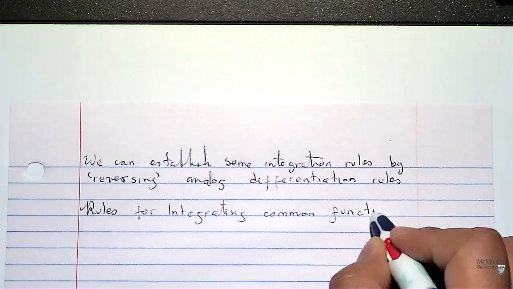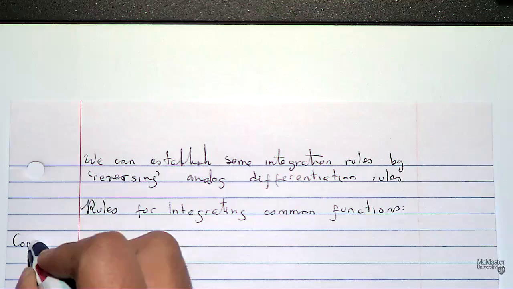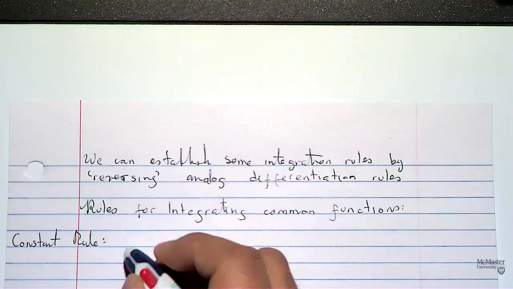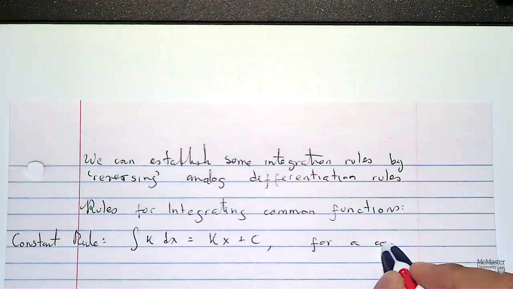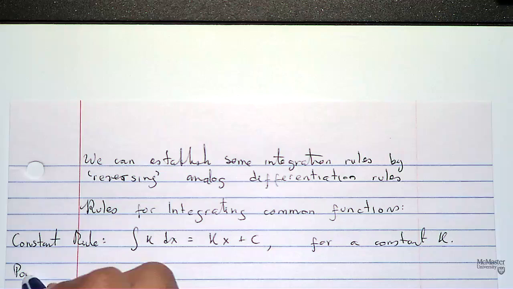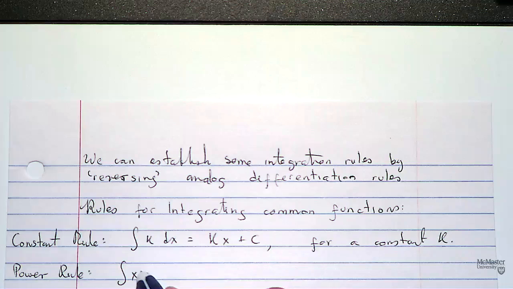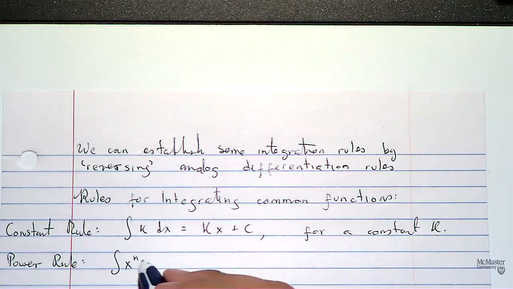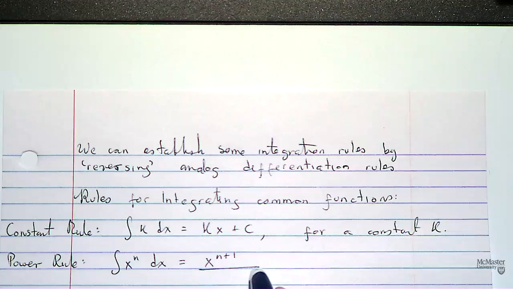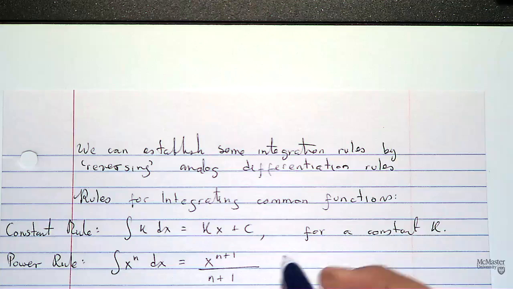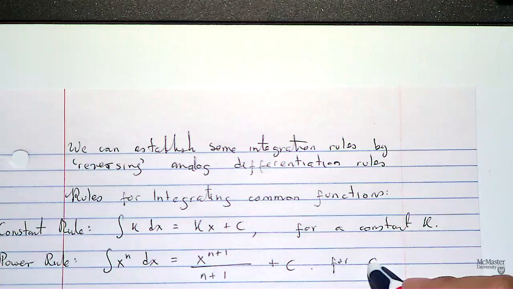Of course, what you have first is the constant rule, which is that the integral of a constant k is equal to kx plus c. Then you have the power rule, where if you have a function equal to x to the n power, where n is not minus 1, and then you integrate it, so don't forget your dx, this is equal to x to the n plus 1 power divided by n plus 1, plus a constant, for all values of n as long as they are not minus 1.